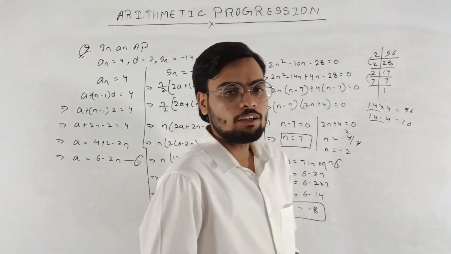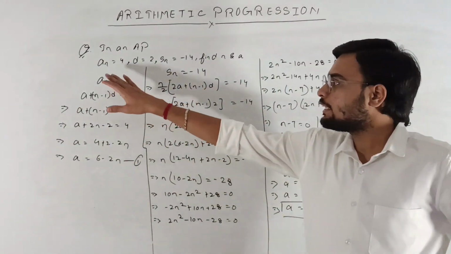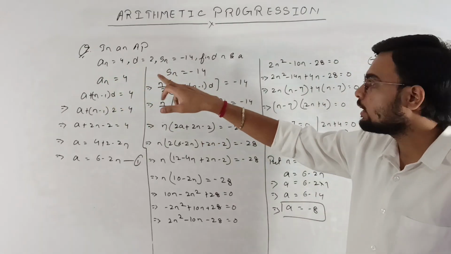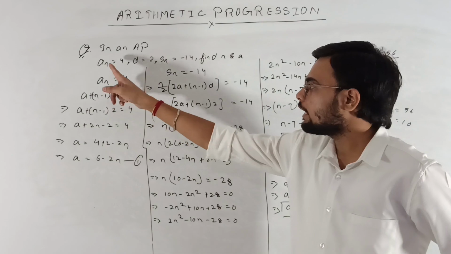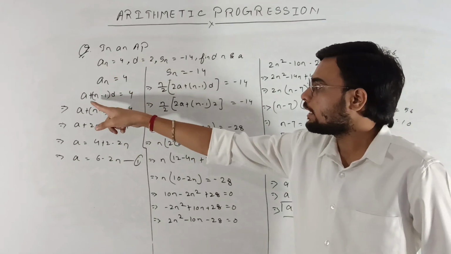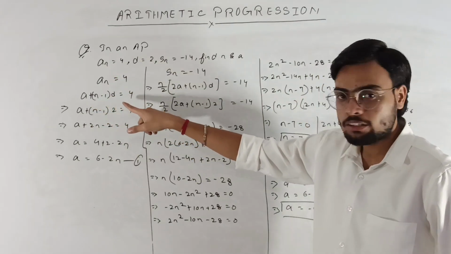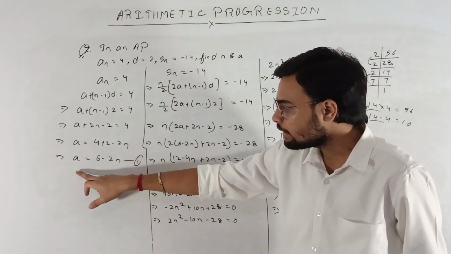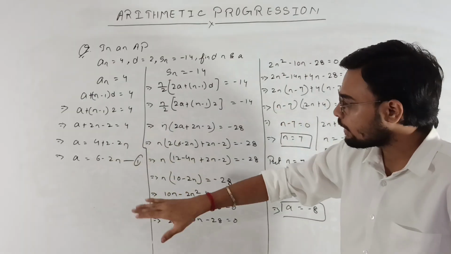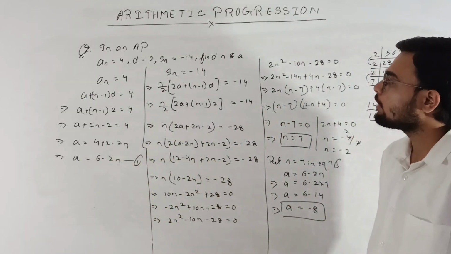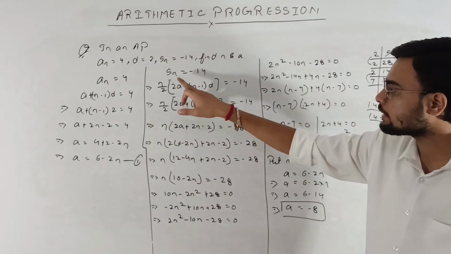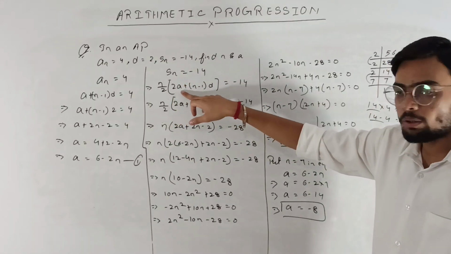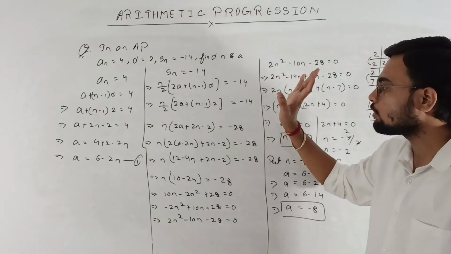Let's see one more time. We have an AP in which an is given 4, d is given 2, Sn is given minus 14. We have to find a and n. So first, an is 4. Then from an, what is the formula? a plus n minus 1 into d. From this I have an equation a is equal to 6 minus 2n, and I assume this is my first equation. Now again, what is given? Sn is given, which is minus 14. Formula of Sn is n upon 2 into 2a plus n minus 1 into d is equal to minus 14.